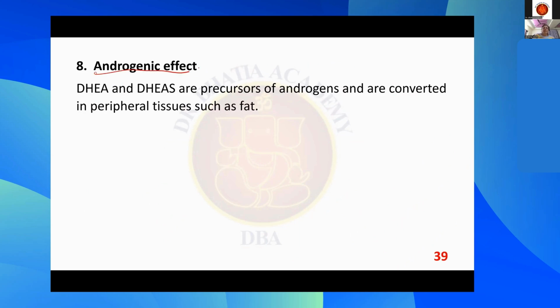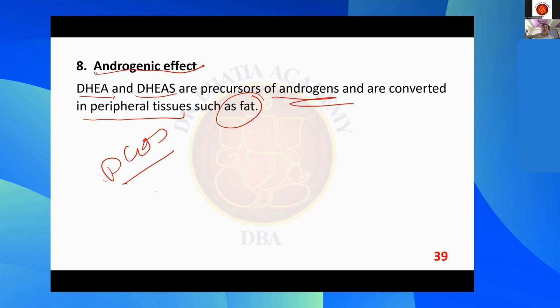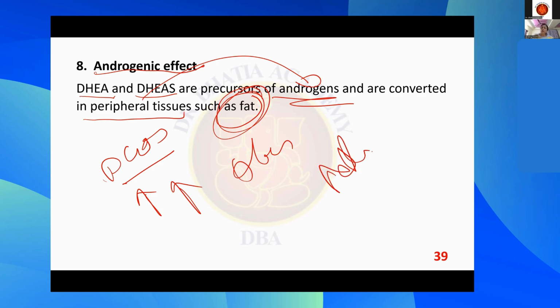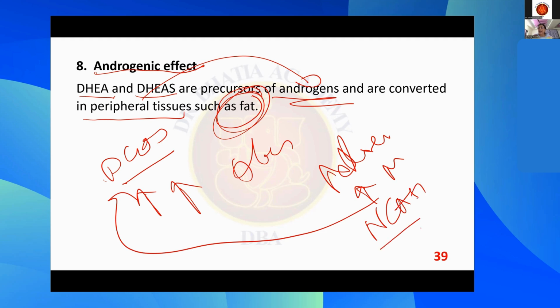So the androgenic effect: DHEA and DHEAS are precursors of the androgens and are converted in the peripheral tissue such as fat. And that is why, what happens in PCOS? There may be a rise of these hormones. Because of the obesity, they are converted into androgens. So there can be an adrenal source also of the increased male hormones that we see in PCOS, or in another condition called non-classical CAH, NCH.